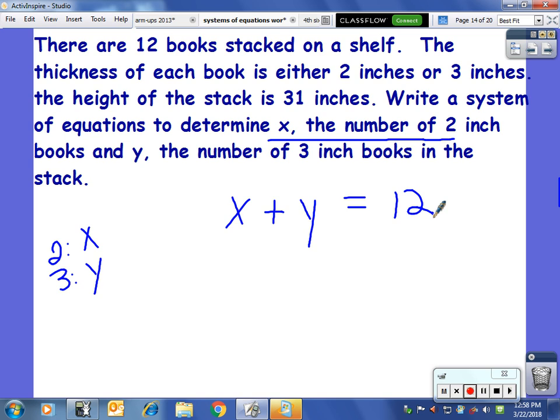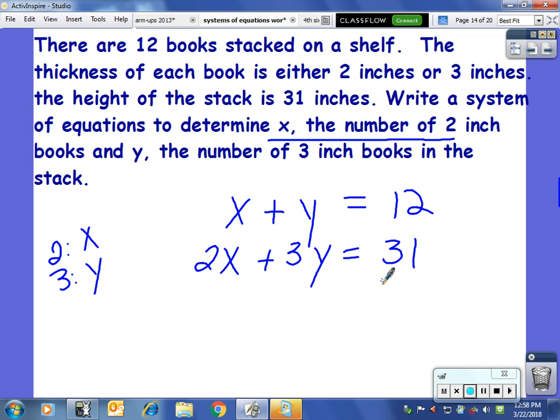Now, we're going to stack all of these books on top of each other. And the total stack is 31 inches high. What equation would that match? 2 times every X book plus 3 times every Y book equals the total of 31 inches in the stack. So solve that system, please. Please try the addition method.